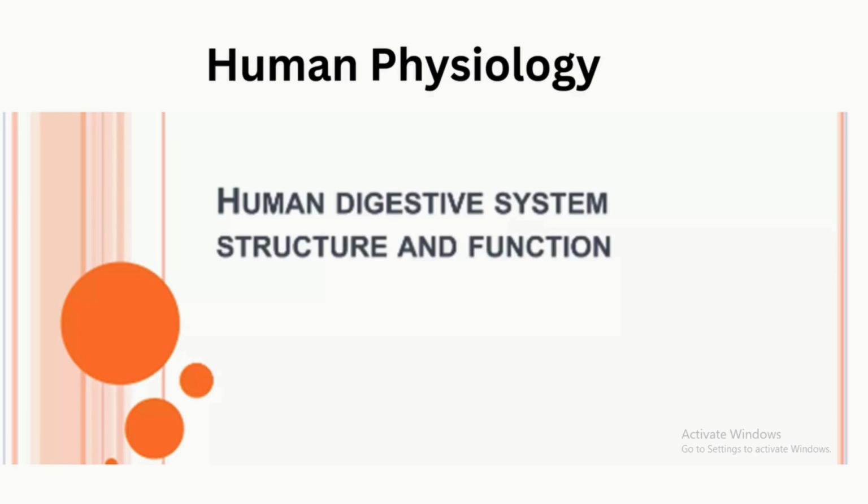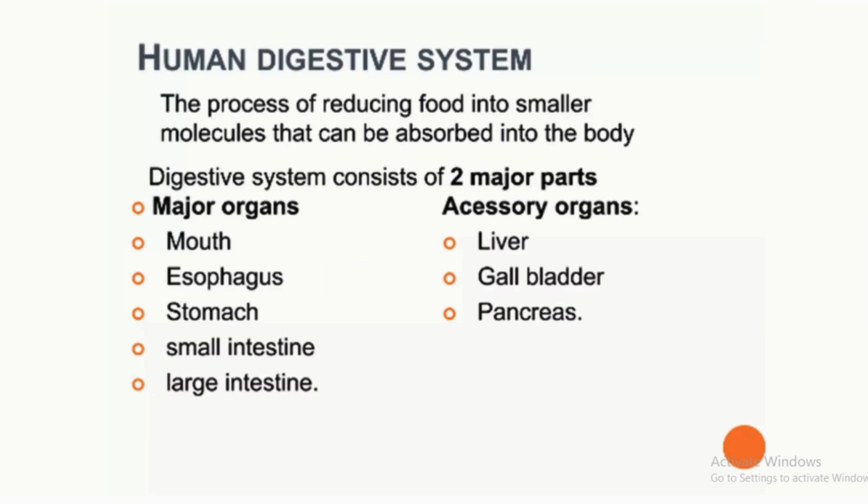So, dear students, today our topic is about human physiology, in which we start the human digestive system, their structure and functions. So, firstly, we define the human digestive system. Basically, this is the process of reducing the food into smaller molecules that can be absorbed into the body, right? So the digestive system can be categorized into two major parts.